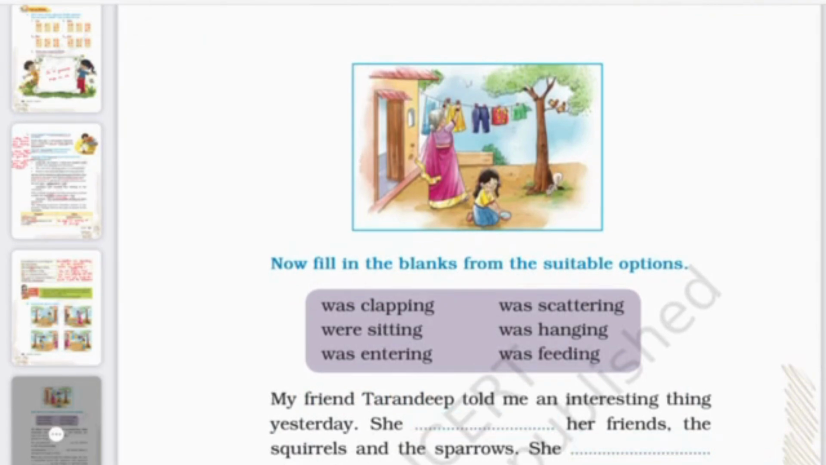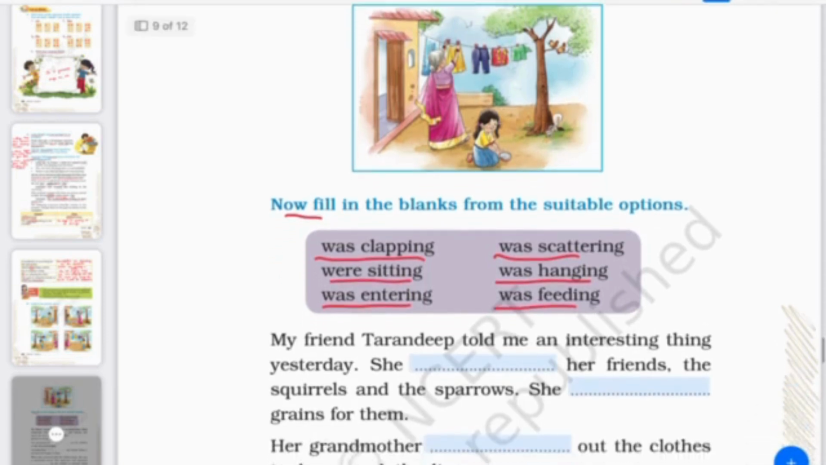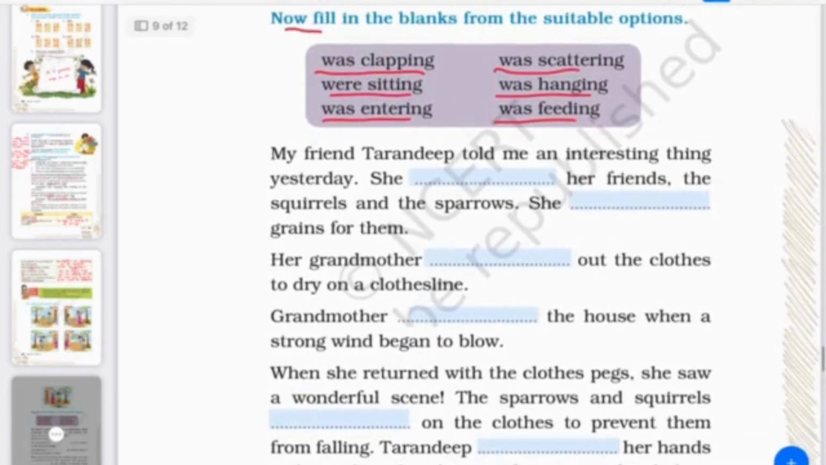Now, fill in the blanks from the suitable options: was clapping, were sitting, was entering, was scattering, was hanging, was feeding. We want to choose the correct words and fill in the blanks.